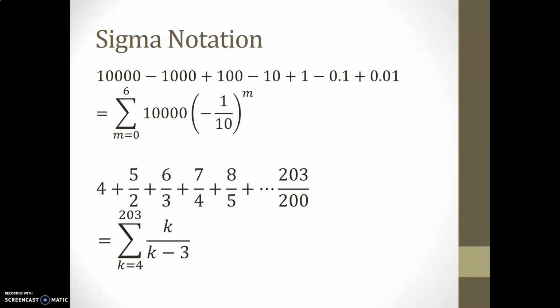For instance, we could have counted from k equals 4 and had a denominator that is 3 units less than the numerator, instead of having a numerator that is 3 units greater than the denominator. So you can convince yourself by replacing k by 4 and then 5 and eventually 203 that this second sigma notation is equivalent to the first one and certainly reveals the same terms being added.